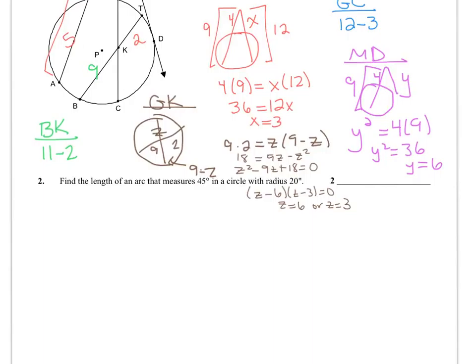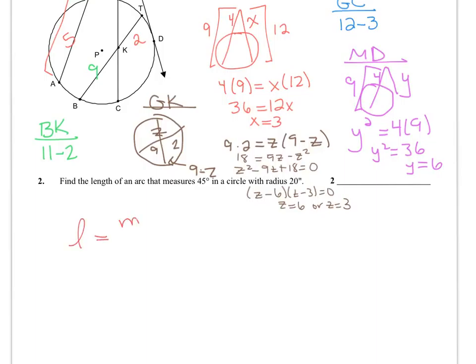Okay, I'm going to erase this now because I don't want it going into there. Or not. Doesn't want to erase for me. Never mind. Okay, find the length of an arc that measures 45 in a circle with a radius of 20.